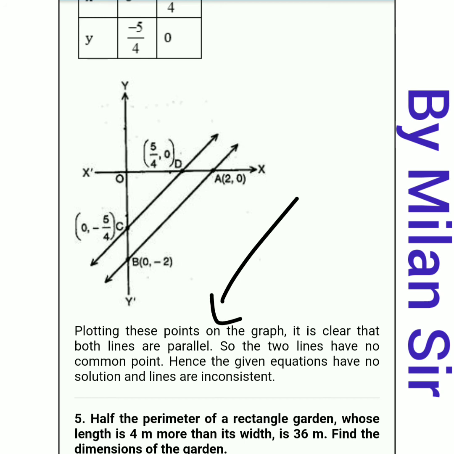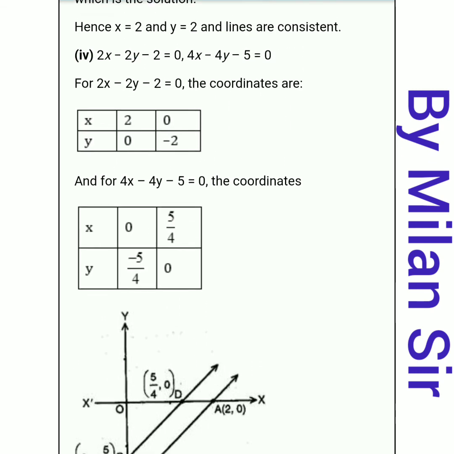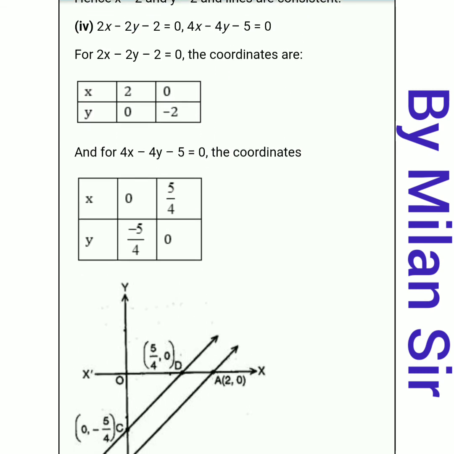Why am I telling you that they are parallel lines? Because we can observe it from the values of a1, b1, c1, a2, b2, c2. a1 upon a2 is 2 by 4, which is 1 by 2. b1 upon b2 is minus 2 upon minus 4, again 1 by 2. So a1 upon a2 is equal to b1 upon b2, but c1 upon c2 is 2 by 5. That's why they are parallel lines. So first we need to find the coordinates of the points, then plot those points on the graph, and draw the two lines, and from that we can say whether the lines are consistent or inconsistent.